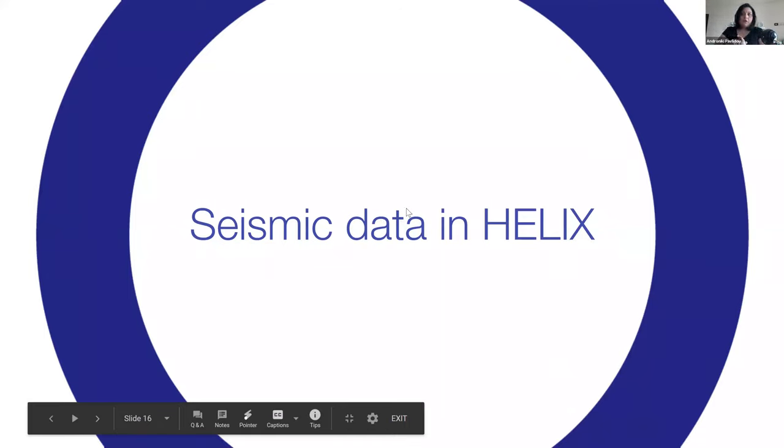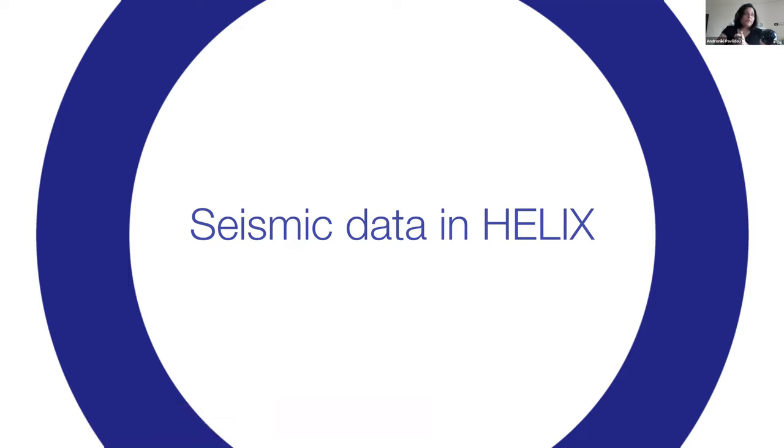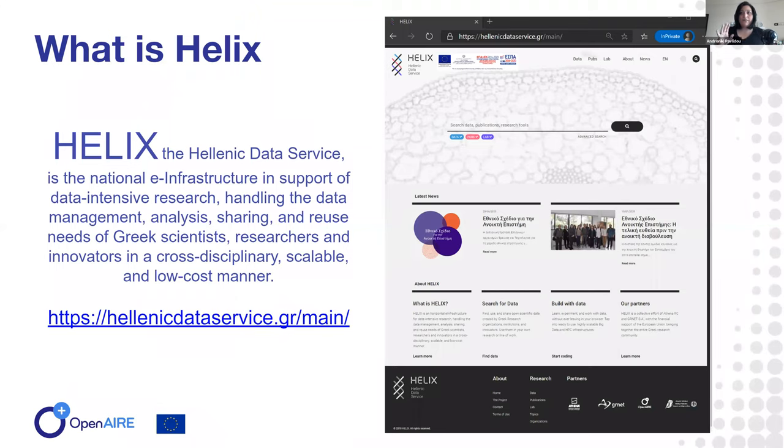So what happens now? Thank you, Evgenia, thank you very much. It was very clear. So you saw what happens when you have all this data you collect and what you can produce. What we tried, something new in OpenAIRE, was to collaborate with Helix and have the same data in Helix. So first of all, what is Helix?